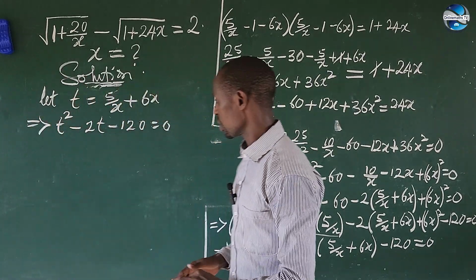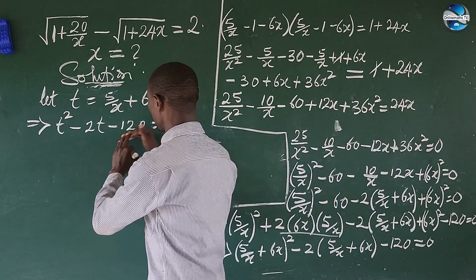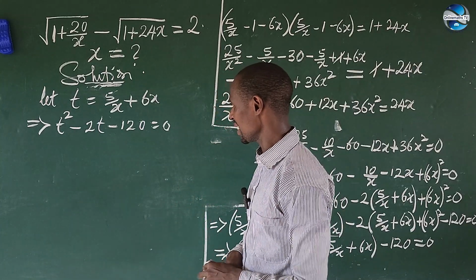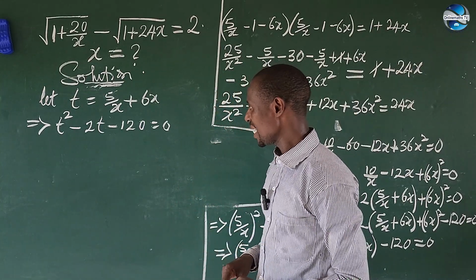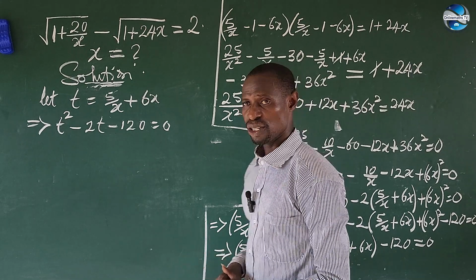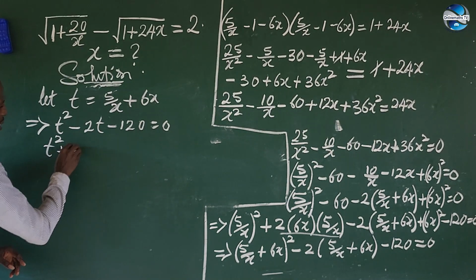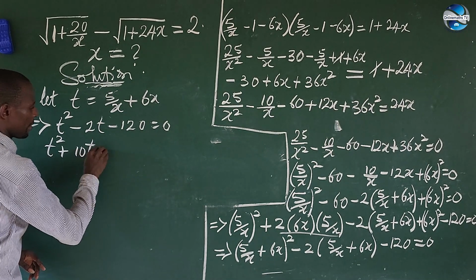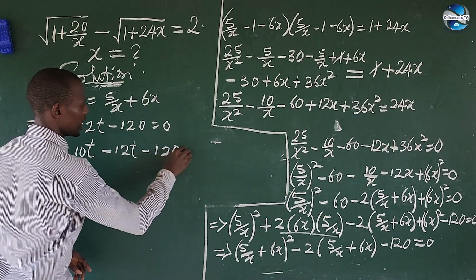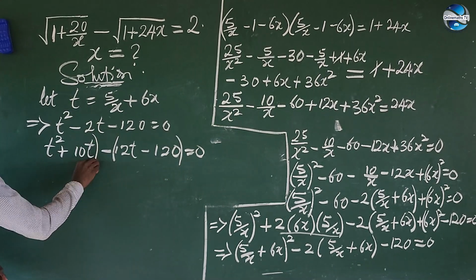Now this is a quadratic equation, so we have to solve this quadratically, and we look for two factors of 120 that we will multiply together to give us minus 120, and add together to give us minus 2. So that will give us plus 10 and minus 12. So this automatically will give us t squared plus 10t minus 12t minus 120 equal to 0. So we can put this in a bracket, then put this in a bracket.